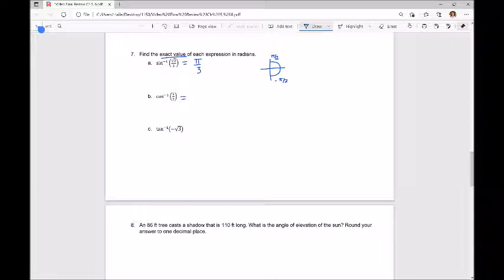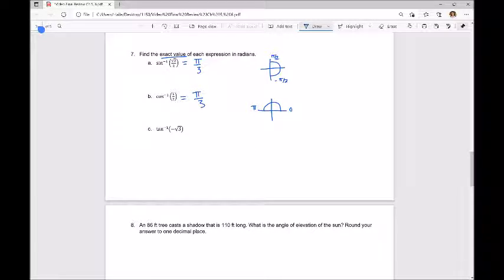For part B, we want to look at cosine inverse. Remember, answers for cosine inverse need to come from the top of the unit circle, from 0 to pi. So we want the angle between 0 and pi that has a cosine of positive 1/2. A positive cosine tells us it has to be in quadrant 1. So the quadrant 1 angle with a cosine of 1/2 is again pi over 3.